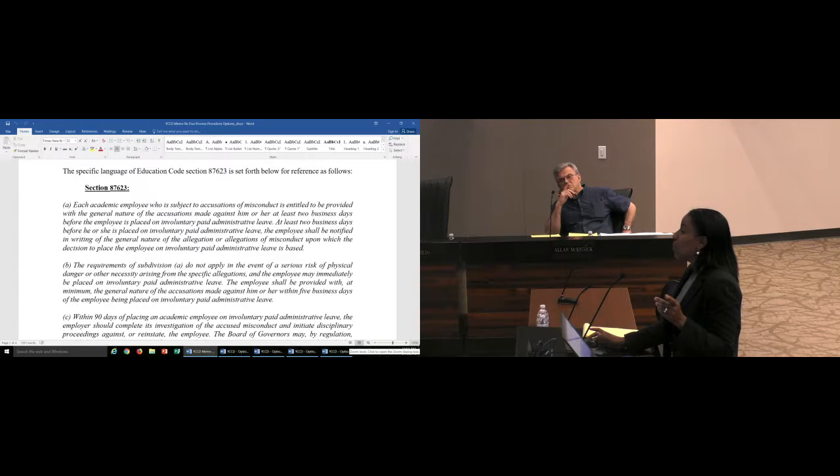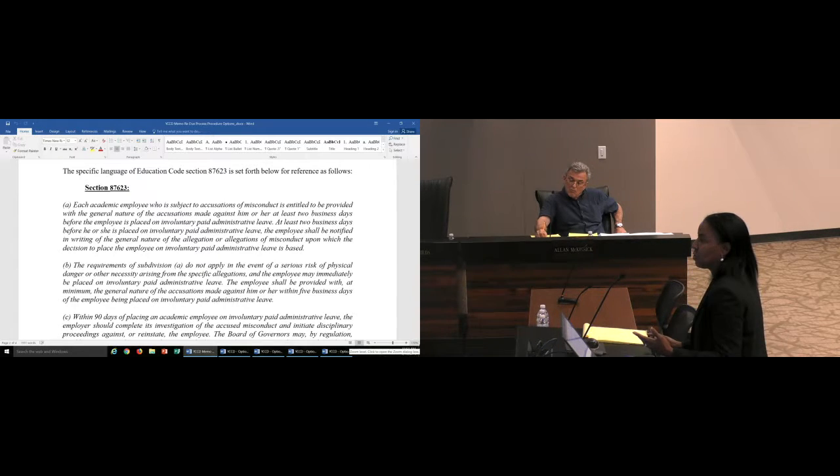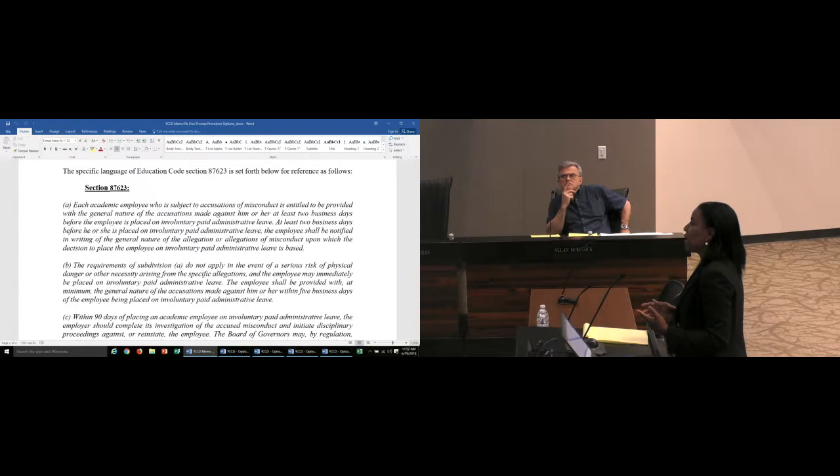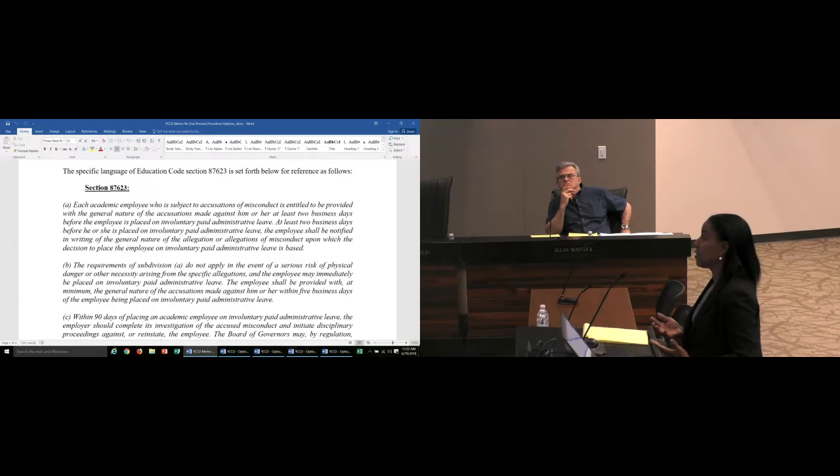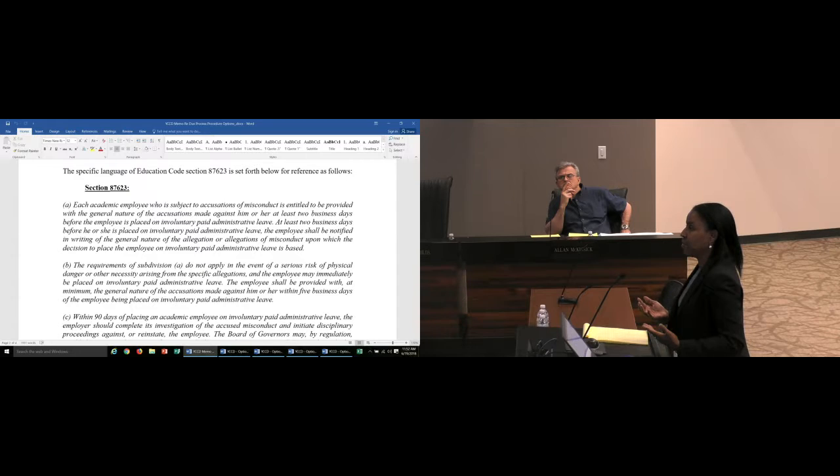Now, I thought that was helpful and instructive, because what you had said before, when we first looked at this, and what you're saying now is we want to know what the general nature of the allegations are. When you start an investigation, all you know is the general nature. That's all the district's going to know. That's all that could be communicated. So that's why it says general nature of the allegations. That's a starting point. What I hear you saying is, what about sharing what you know at the time?